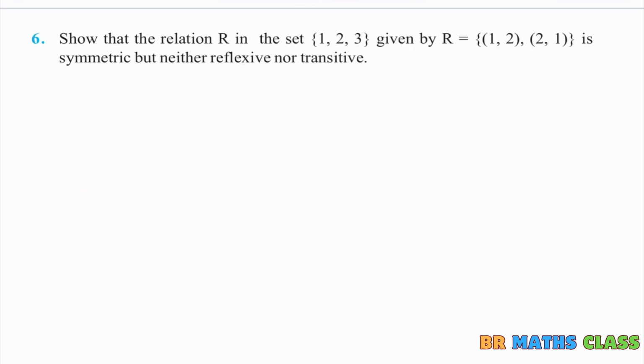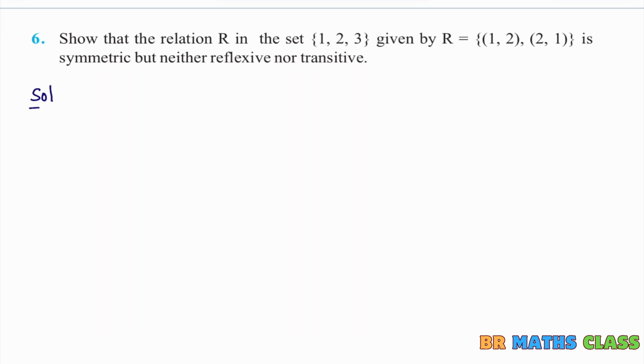Now, let's see one more question in this exercise number 1.1. Show that this relation R on this set, and the relation is defined like this, is symmetric. This relation is symmetric but neither reflexive nor transitive. That we need to show.